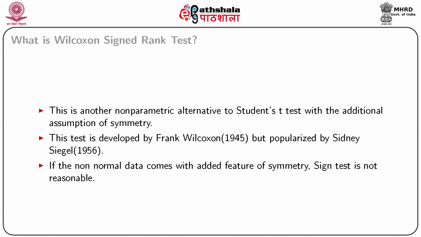This test was developed by Frank Wilcoxon in 1945 but popularized by Sidney Siegel. As is evident from the name, it uses sign and rank of the data together. In fact, it assumes symmetry apart from continuity of the underlying population to provide a distribution-free procedure.